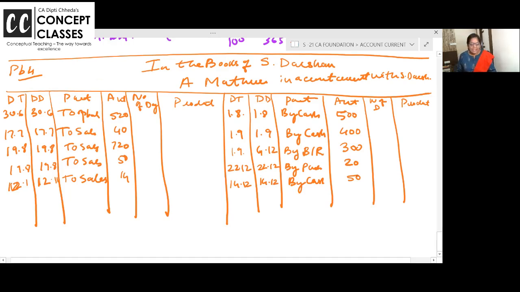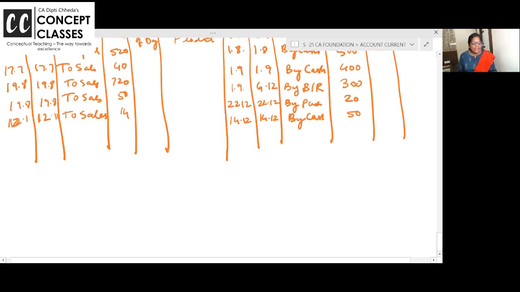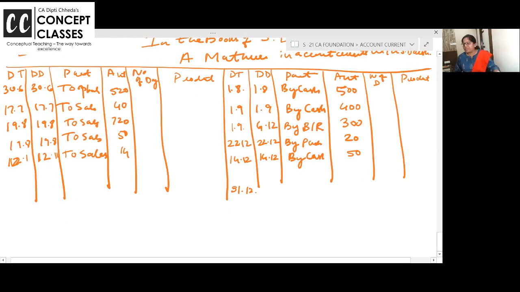Anyone is having any doubt in posting the transactions? Now, this is all settled on 31st of December. But always leave some space. There could be red ink interest and all. So leave some space, and now we have to calculate all the days till 31st of December.